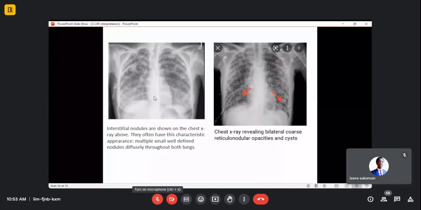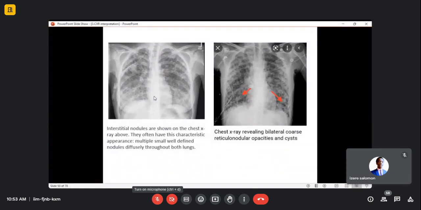Look like this, but most of the cases in our context is miliary TB. But here it's another disease, cannot be miliary TB. This is macronodular opacities, reticular nodular opacities, I mean. That can be caused by any other interstitial lung disease.